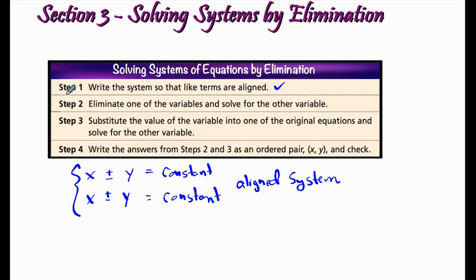So, just to recap, step 1 is to write the system so that terms are aligned. Step 2 is to eliminate one of the variables so that we can solve for the other variable. Once we get that answer for the first variable, we will plug it back in to get the numeric value for the second unknown. And once we have both values, we will write the solution as an x, y pair and check that it makes both equations in the system true.